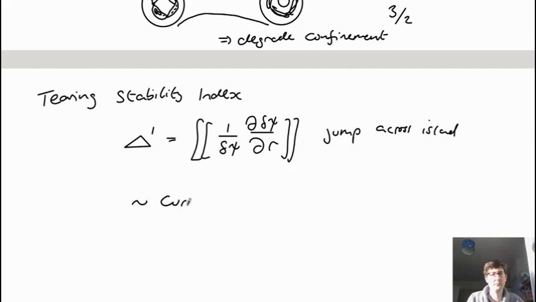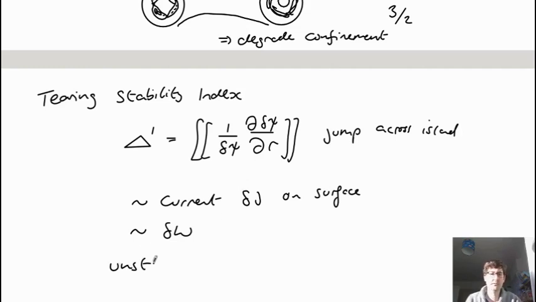It's related to the current perturbation, so delta J on the surface, and in turn can be related to the delta W, so the energy lost by the plasma when this instability occurs, and it's unstable if delta prime is bigger than 0.